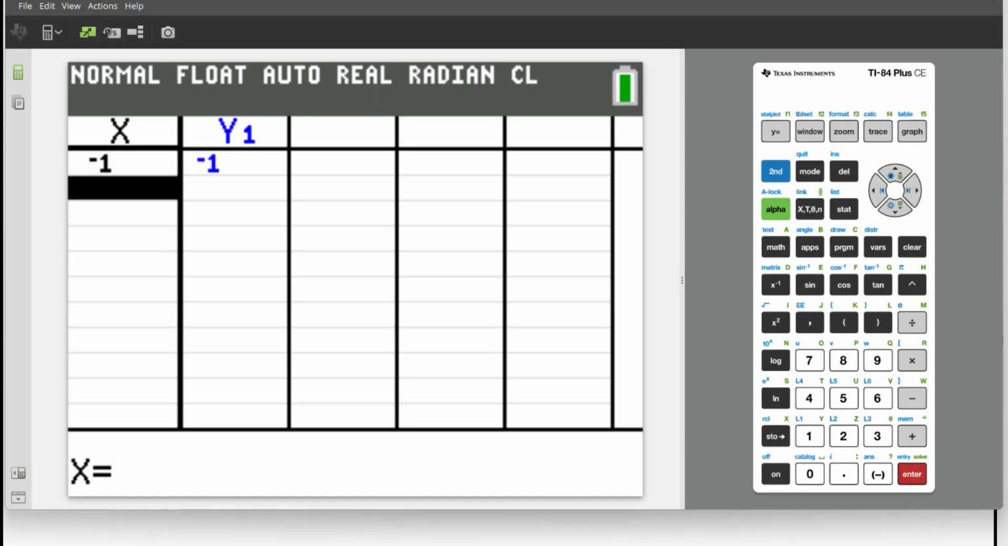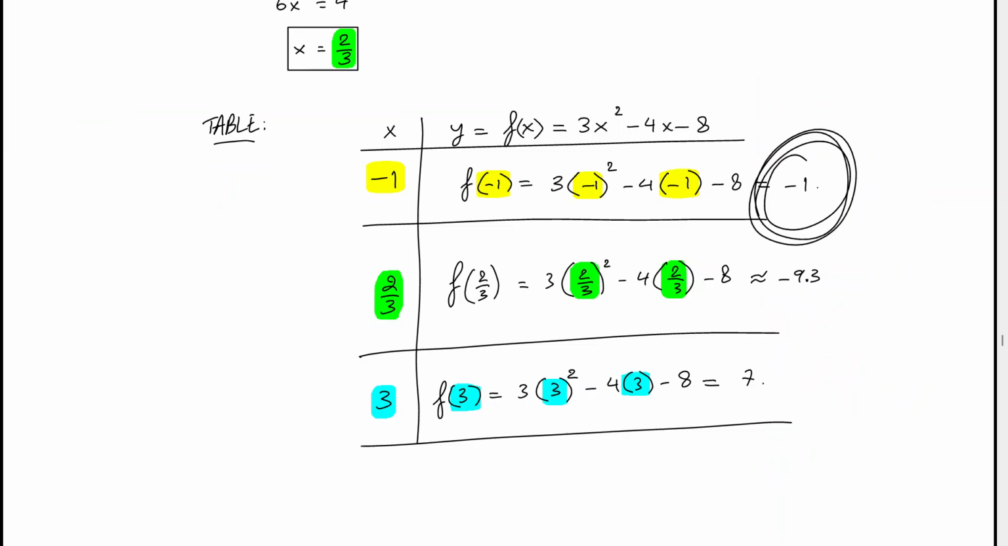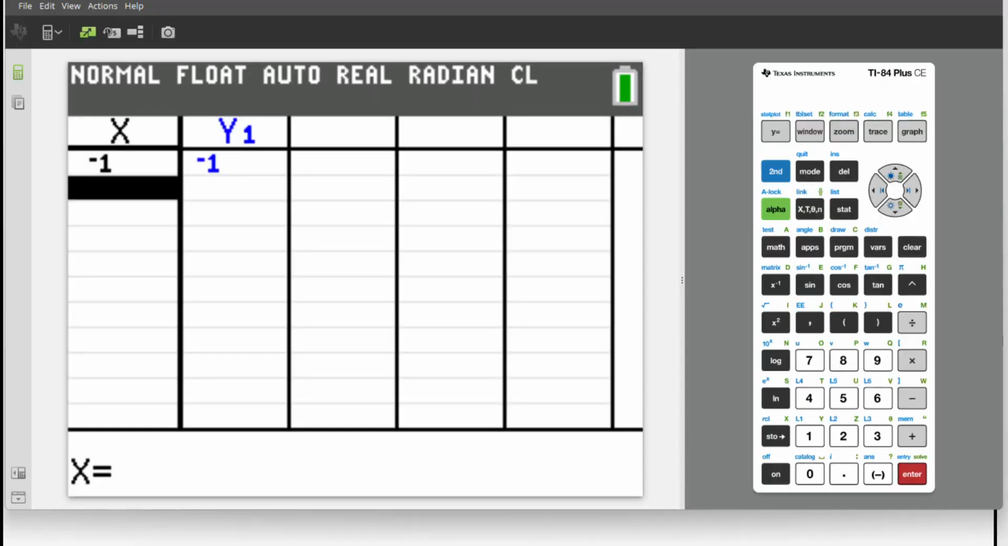And you see the calculator says -1. This is the same value that we had seen previously. Okay, next we're going to type in 2 divided by 3, so the fraction 2 over 3, and then just click enter, and that's where I got my negative 9.3 earlier.